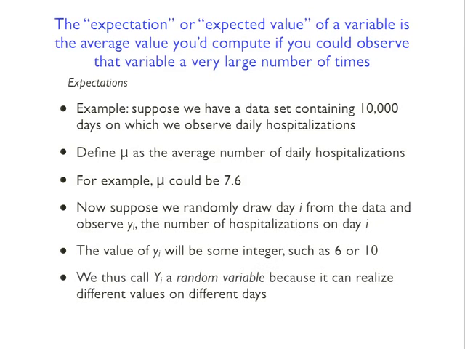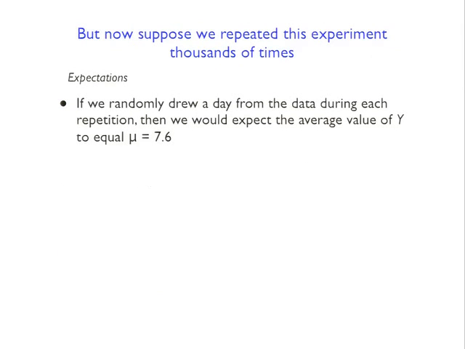Okay, so now let's suppose that we repeat this experiment thousands and thousands of times. So we could randomly draw a day from the data, and during each of these repetitions, we could expect the average value of y to equal 7.6. So even though on any given day you're never going to observe 7.6 hospitalizations because it can only be an integer number of hospitalizations, when you draw thousands and thousands of days and then calculate the average number of hospitalizations across those days, you could expect it to be equal to 7.6 on average.